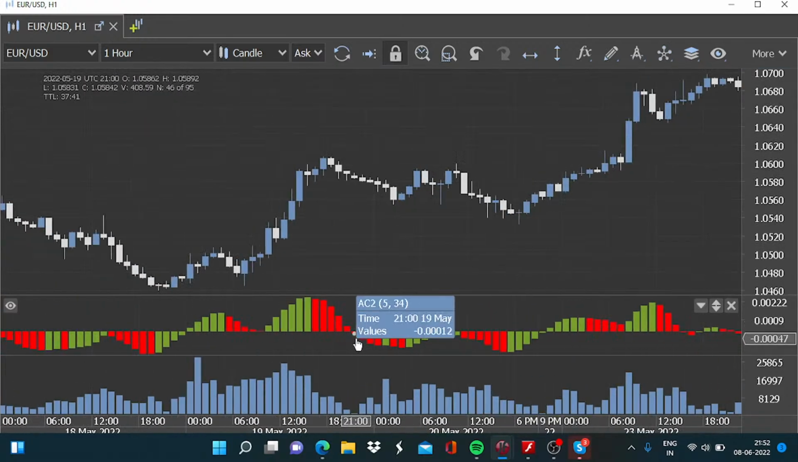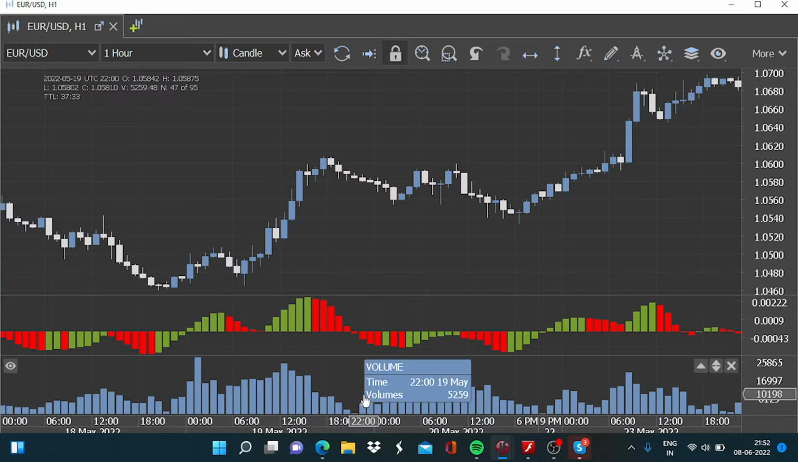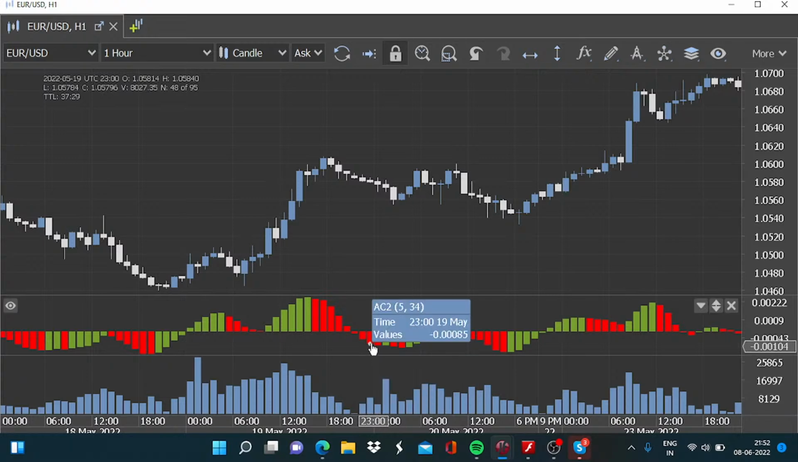Let me check for this. Yes, the AC2 output has more than doubled in negative territory, and at the same time, we are seeing a significant rise in the volume data. So the underlying instrument is showing increased selling pressure here, and our algorithm would have gone for a short sell trade on these prices.